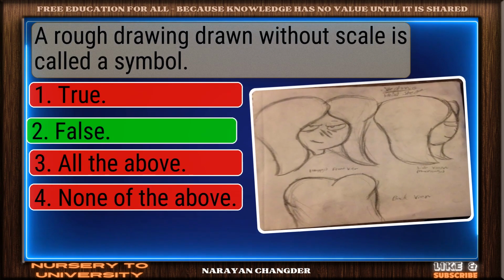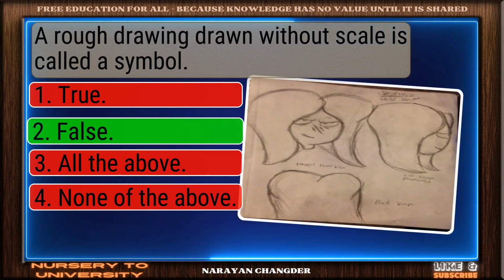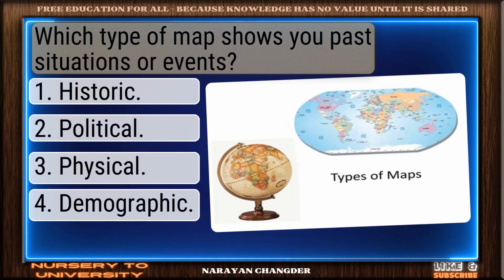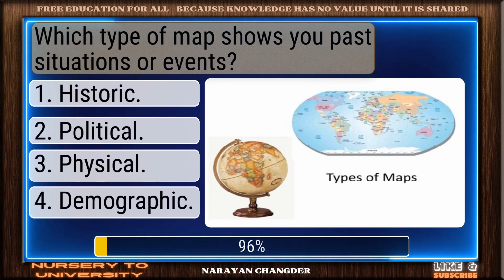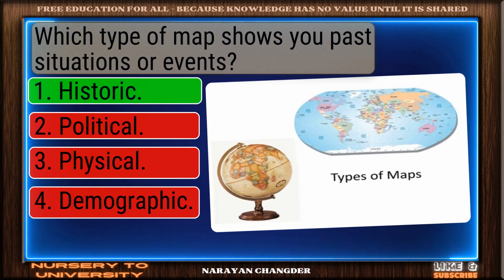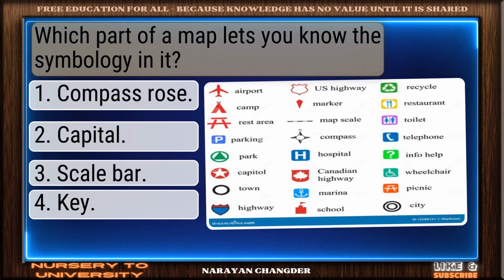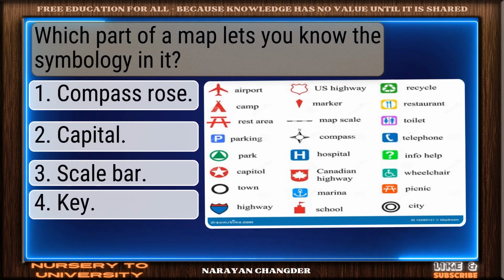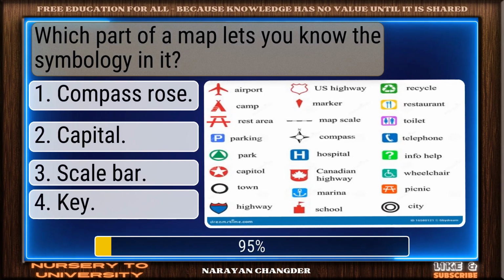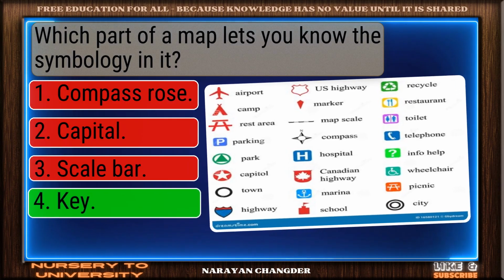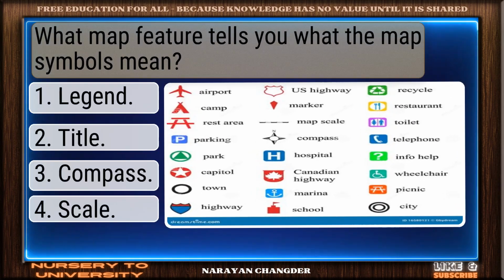You're right. False is the correct answer. Which type of map shows you past situations or events? Well done. Historic is the right choice. Which part of a map lets you know the symbology in it? Nice work. You chose key and it is correct.